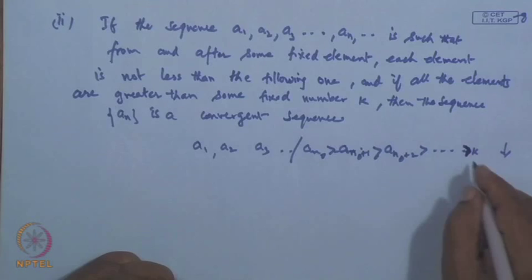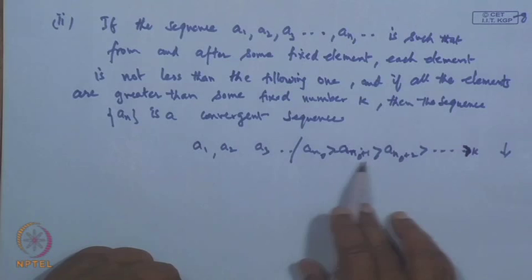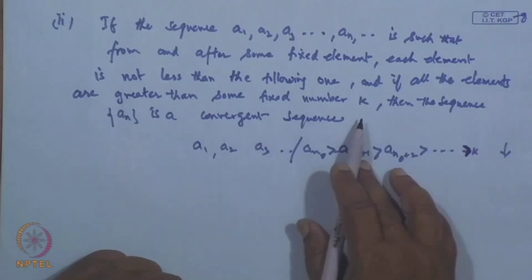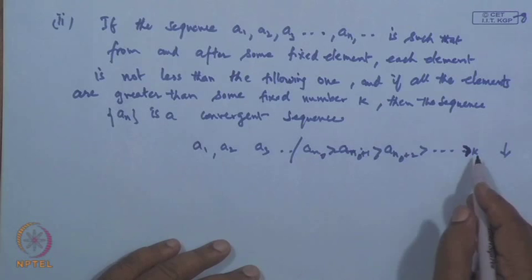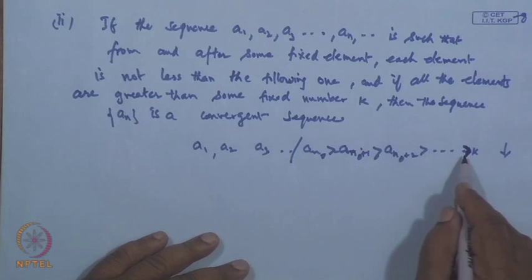So if after a certain stage all the terms are of decreasing nature, and all the elements are greater than some fixed number, then such a sequence will be a convergent one. So the sequence is bounded below, when n is sufficiently large, by k, because the terms are not going lower than this.